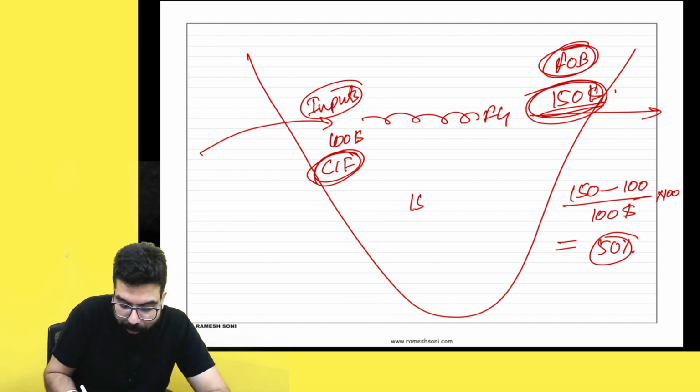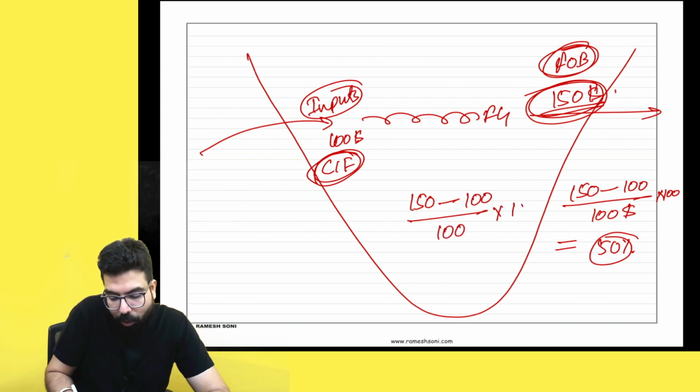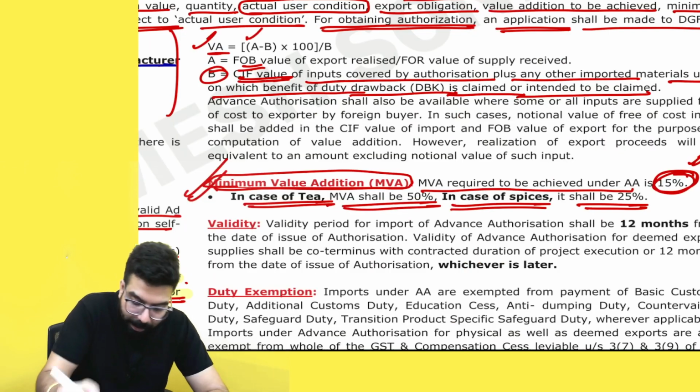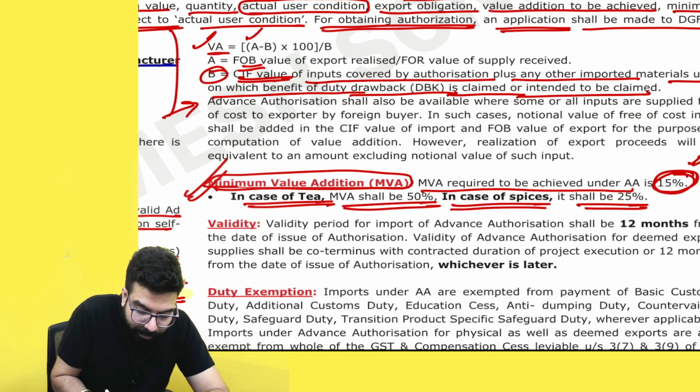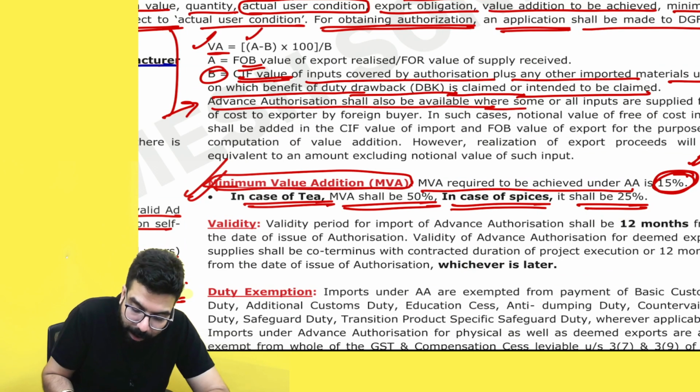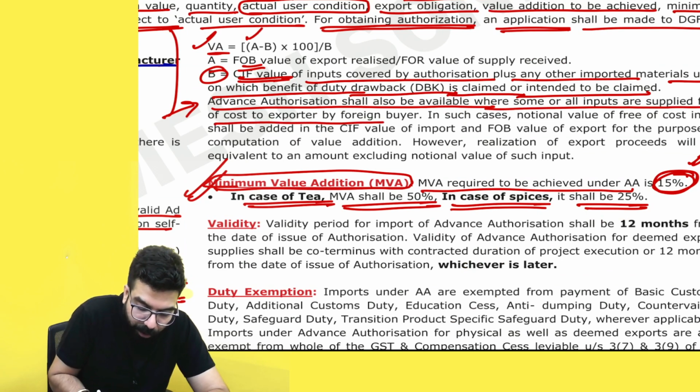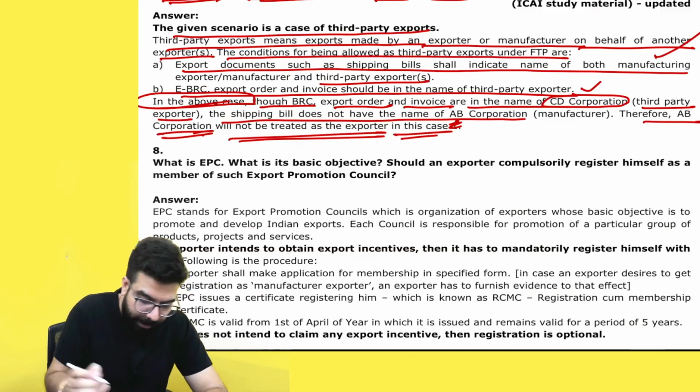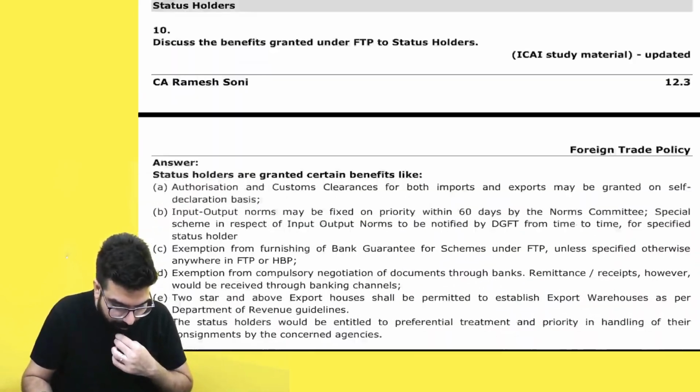Now, FOB was $150, inputs $100 you spend, divided by $100 into 100, when you do, you will get 50%. This is the value addition. That's all. And they are going ahead and telling, authorization shall also be availed where some of the inputs are supplied free of cost to exporter by the foreign buyer. For an example, I will go ahead and show you one question which is there in my book.